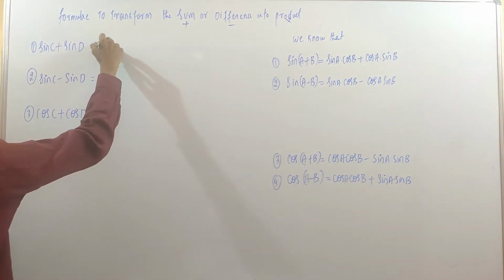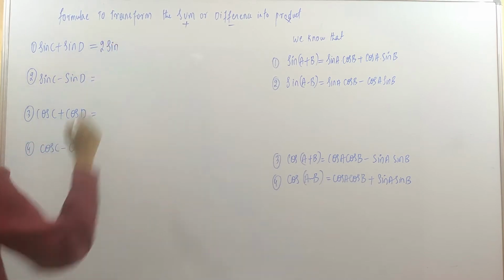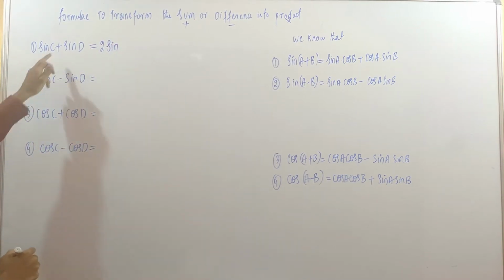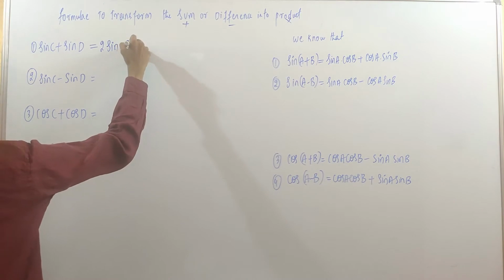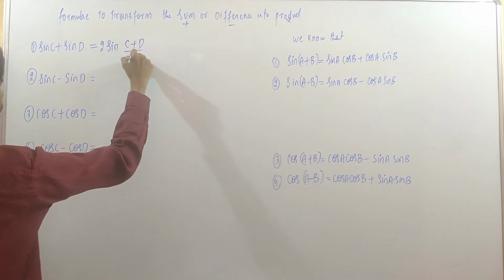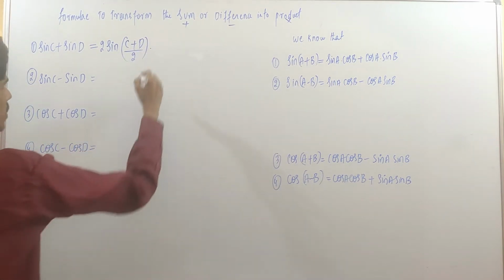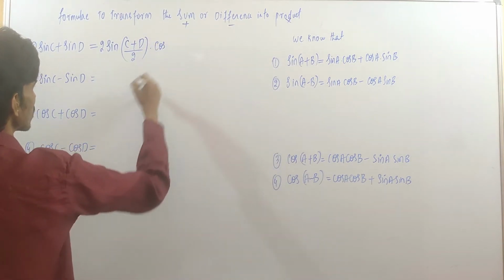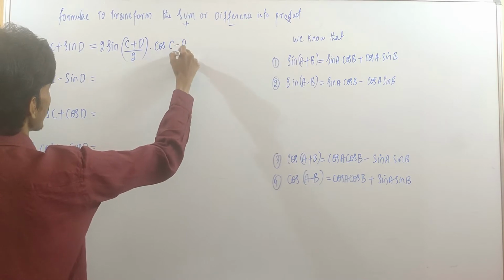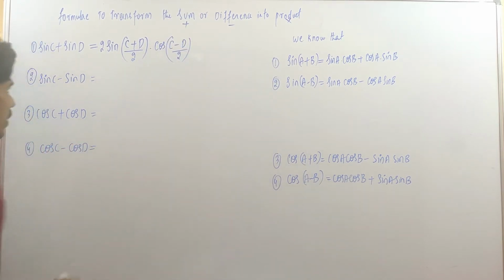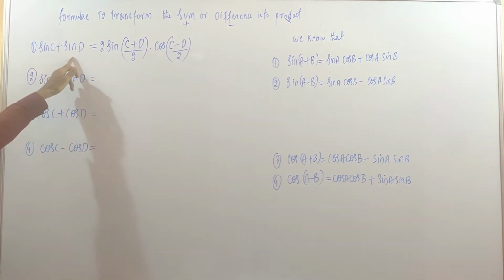This can be written as 2 sin, here C plus D is there, sin C plus sin D. So write down C plus D divided by 2 into cos C minus D divided by 2. This is the formula for sin C plus sin D.